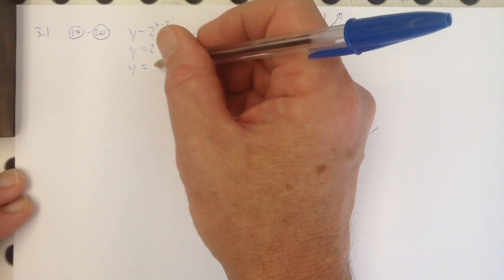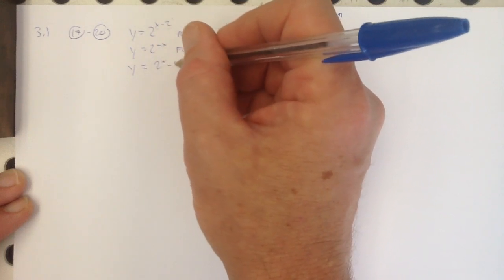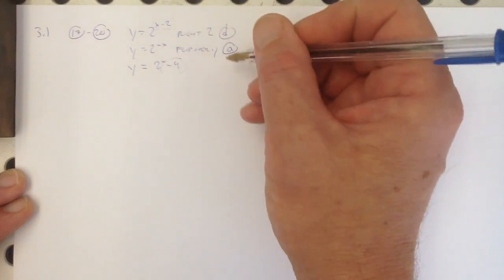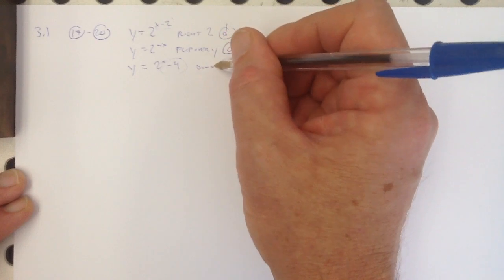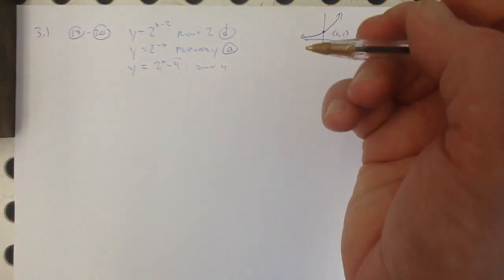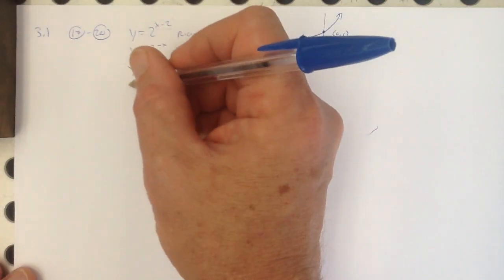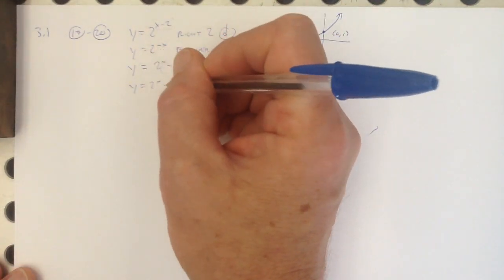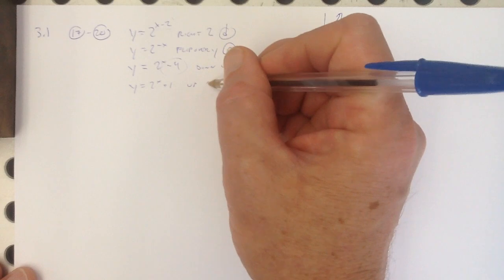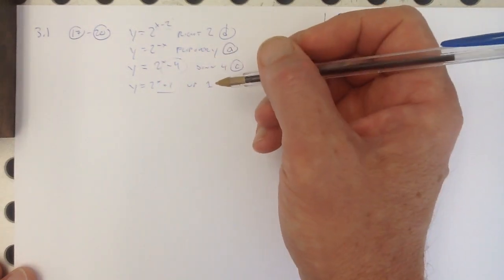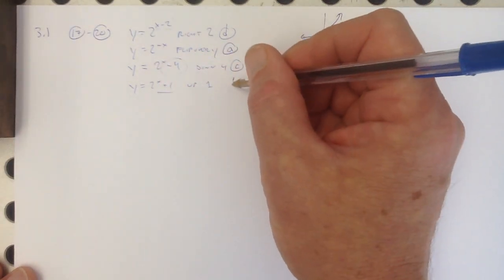Number 19 is 2 to the x minus 4. Having a minus 4 at the end, that means it's going to shift it down 4. That looks like C. I guess the other one's got to be B, but just to make sure, that's 2 to the x plus 1. That's up 1. That's going to be B.